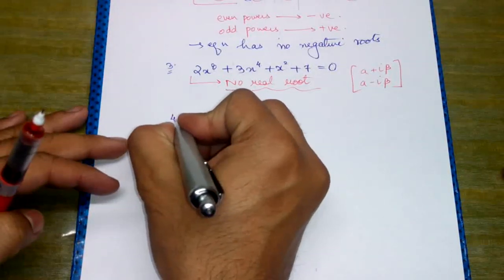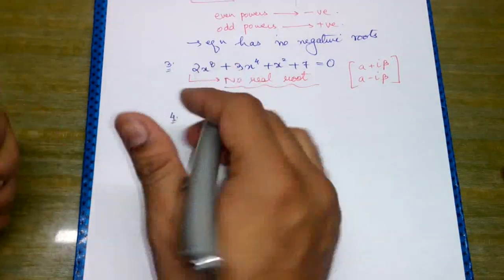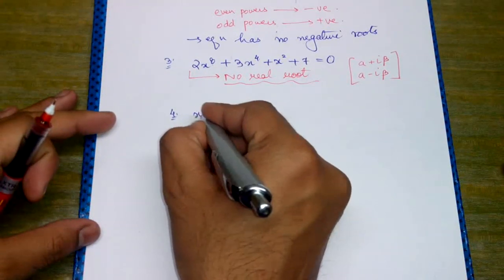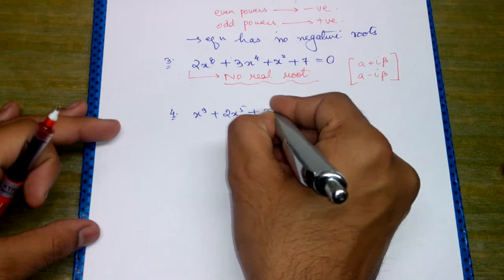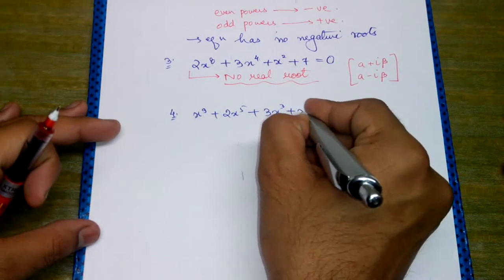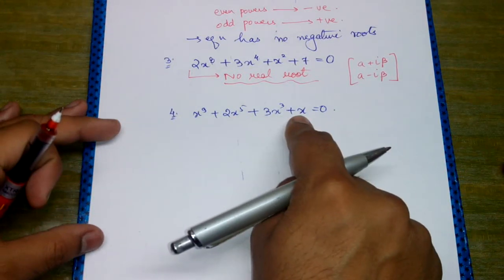Now the fourth important point is that if the equation contains only odd powers of x, for example x to the power 9 plus 2x to the power 5 plus 3x cube plus x is equal to 0, then it is containing only the odd powers of x.